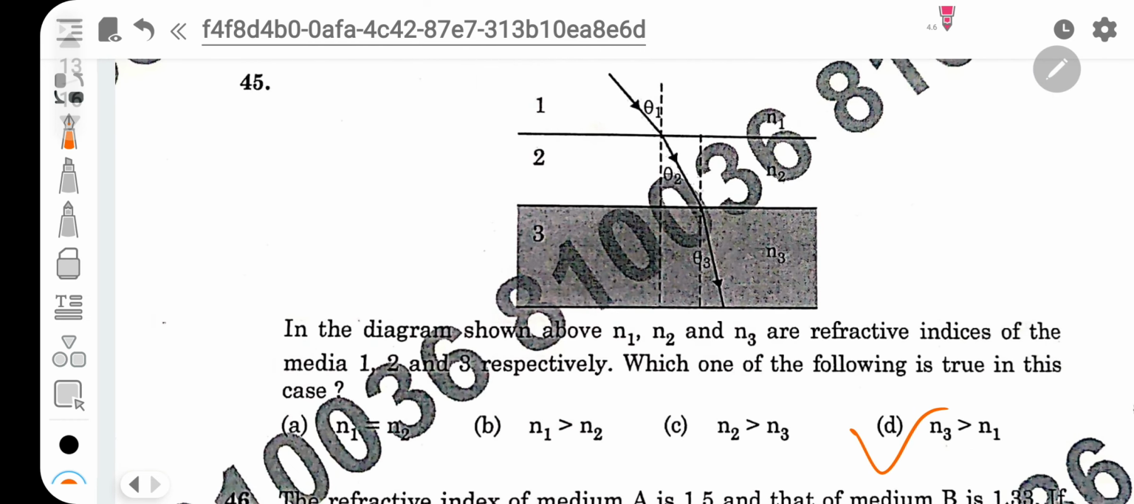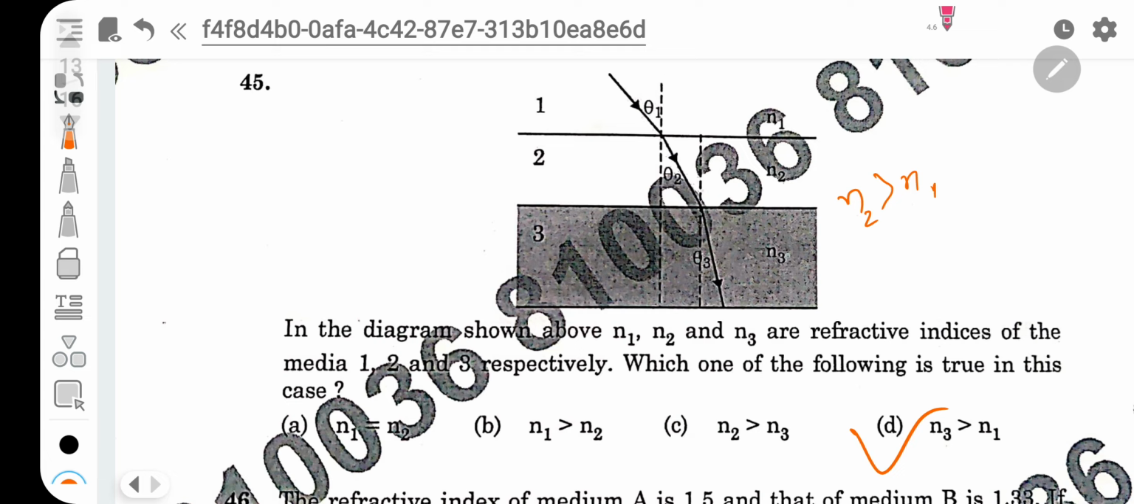Question number 45. In the diagram shown above, N1, N2 and N3 are the refractive indices of media 1, 2 and 3 respectively. Which one of the following is true in this case? As you know, if the ray is moving away from the normal, N1 would be bigger than N2. But here it is moving towards the normal, so the answer is N2 is bigger than N1.